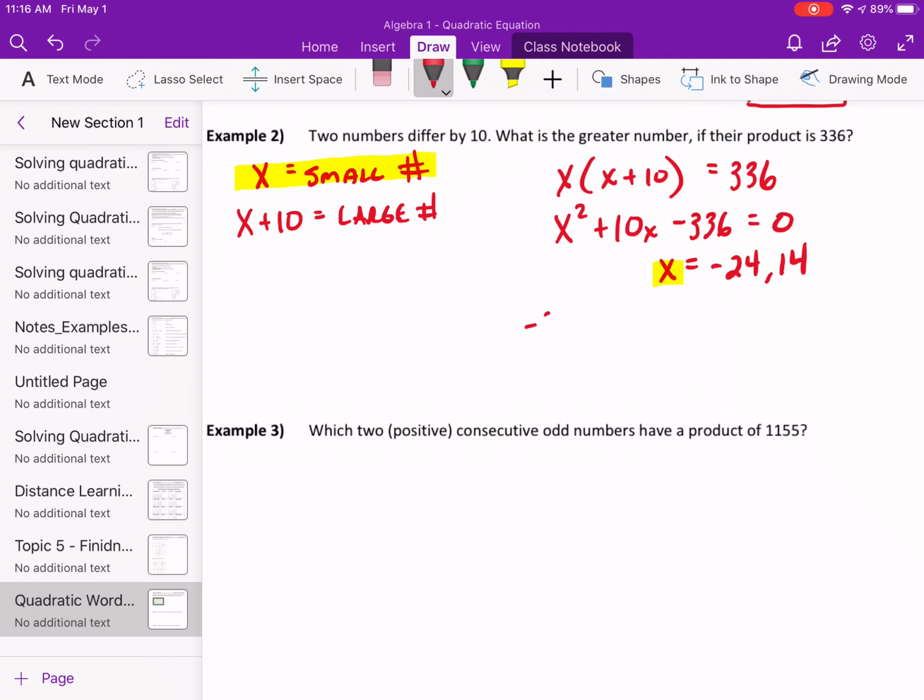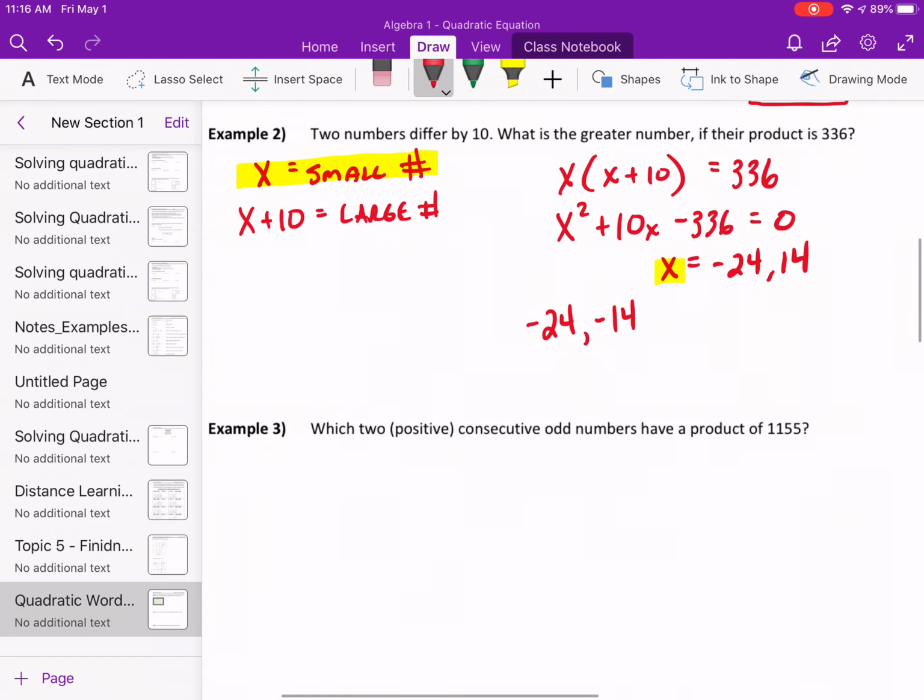So if the small number was negative 24, the large number would be 10 more than it, negative 14. If my small number was 14, my larger number would have been 24. So these are my two answers. The question asked for which is the greater number of the pair. Well, the greater number could have been negative 14, or the greater number could have been positive 24.